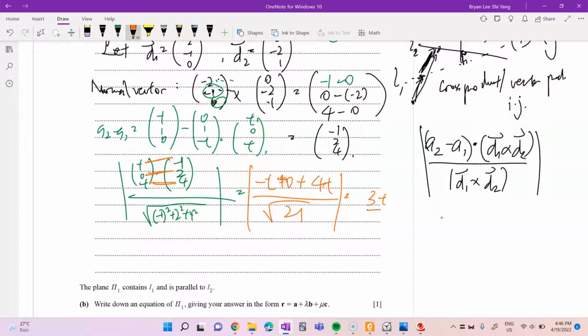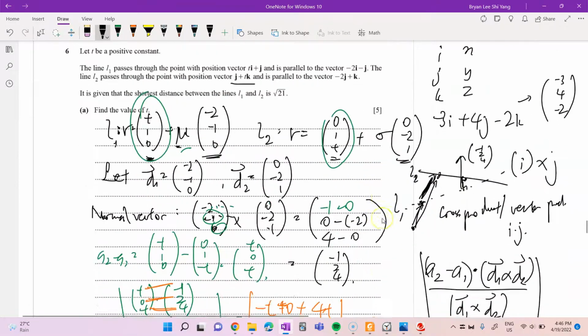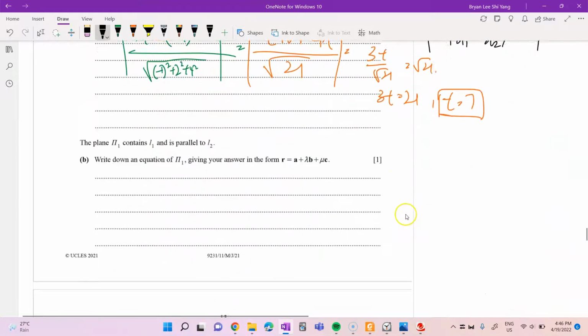So 3t over root 21 equals root 21, right? So we have 3t equals 21, t equals 7. Woo! And yeah, that is our value basically. So t equals 7 is the answer.